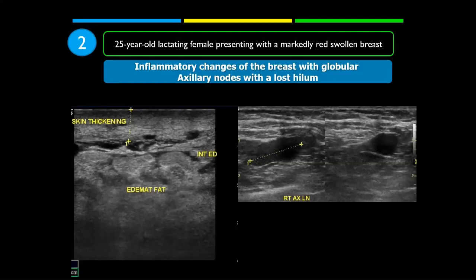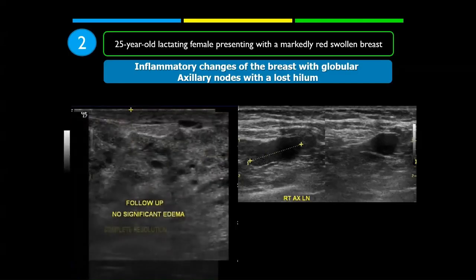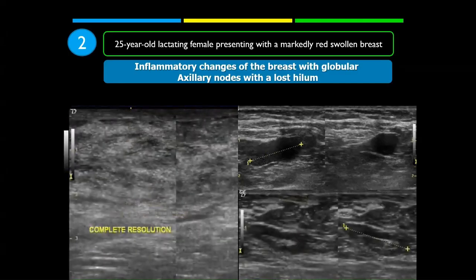This was the second case with mastitis, and by now we can understand that this might be a normal appearance of the axillary nodes of a patient, of a lactating patient with superadded mastitis. We can give her a chance of an antibiotic therapy and see if she doesn't improve within 1 week, we should proceed to biopsy. But for this current situation, we should follow her up. And actually on follow-up, she responded, and even her lymph nodes returned to their original appearance.